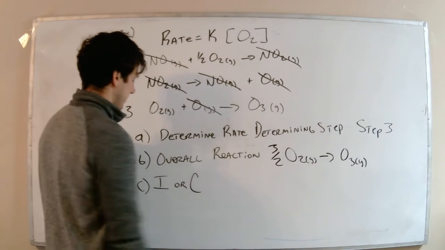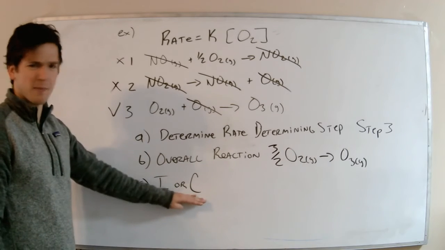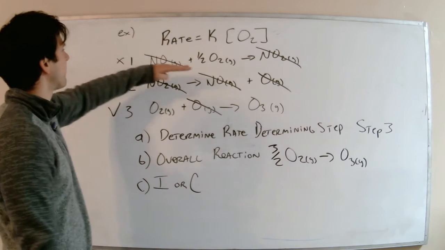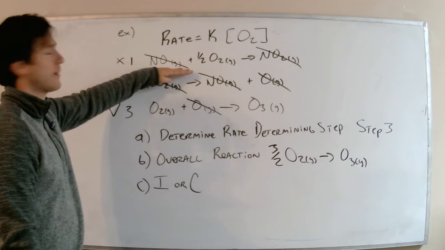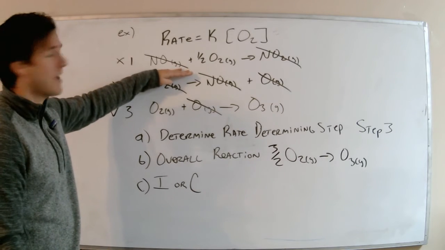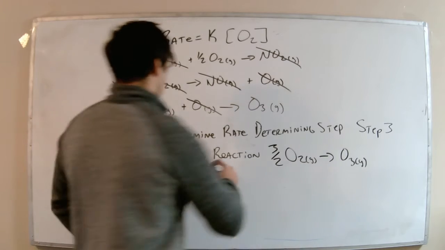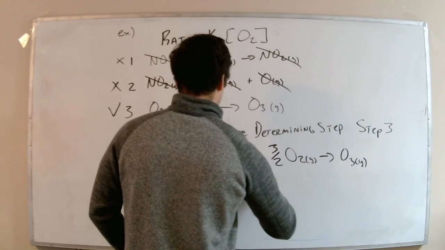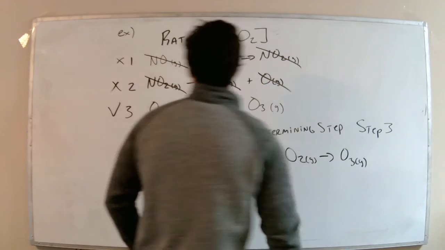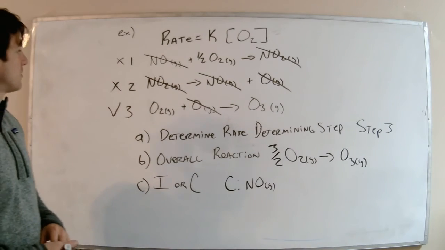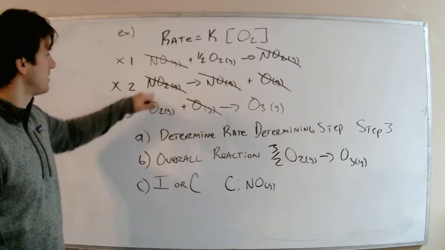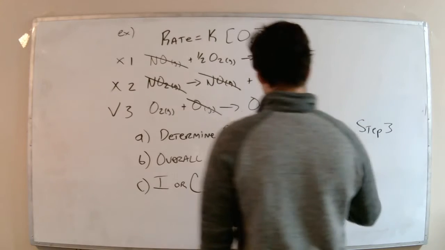Intermediates or catalysts. Let's determine catalysts first. Was there anything in our first step of the first reaction that got crossed out on the reactant side? Yep, NO did. So NO is a catalyst. I'll put C, NO gas. Everything else that got crossed out is an intermediate. So I'm seeing NO2 is an intermediate.